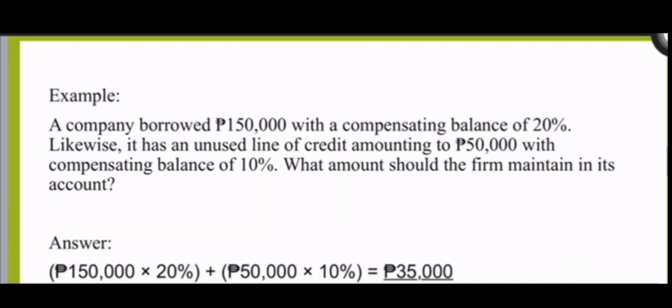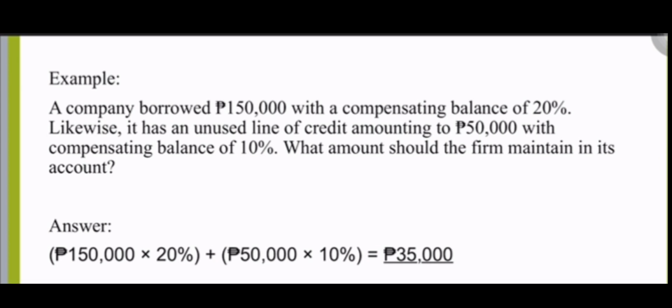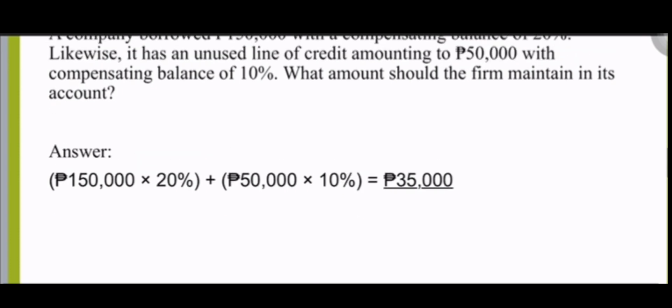So, ito po another example. A company borrowed 150,000 with a compensating balance of 20%. Likewise, it has an unused line of credit amounting to 50,000 with compensating balance of 10%. What amount should the firm maintain in its account? Ito po yung answer and solution.